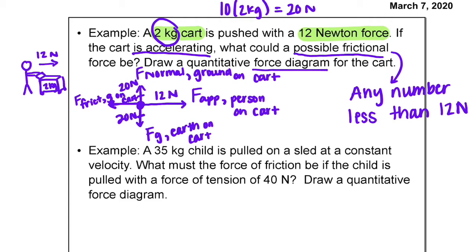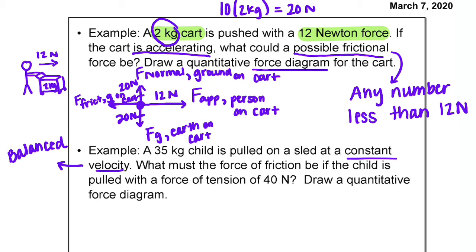So let's move on to a simpler example. We've got a 35 kilogram child that's being pulled on a sled at a constant velocity. Constant velocity tells me one very important thing. It's not accelerating. So my forces are going to be balanced in this scenario. What must the force of friction be if the child is pulled with a force of tension of 40 newtons? Draw a quantitative force diagram.